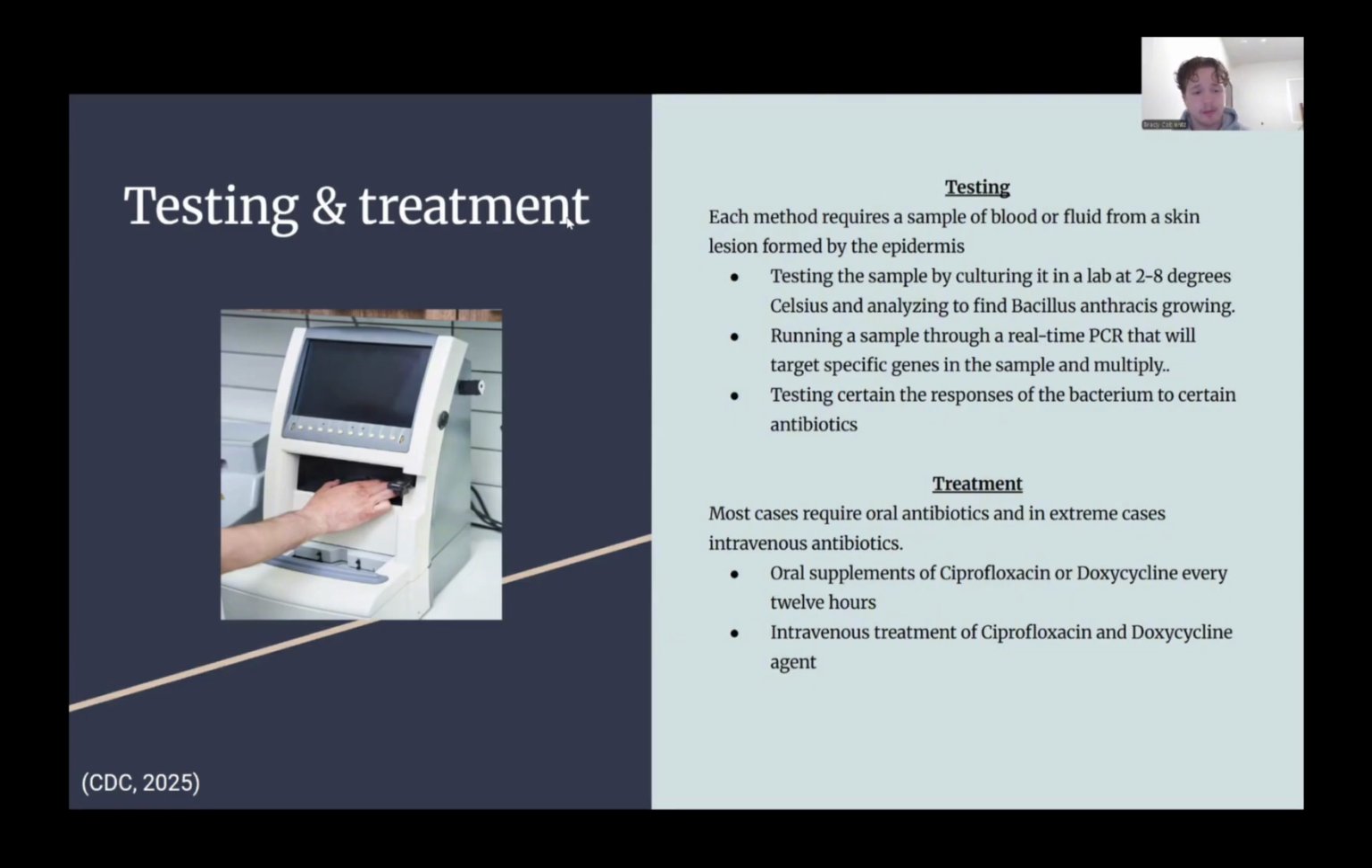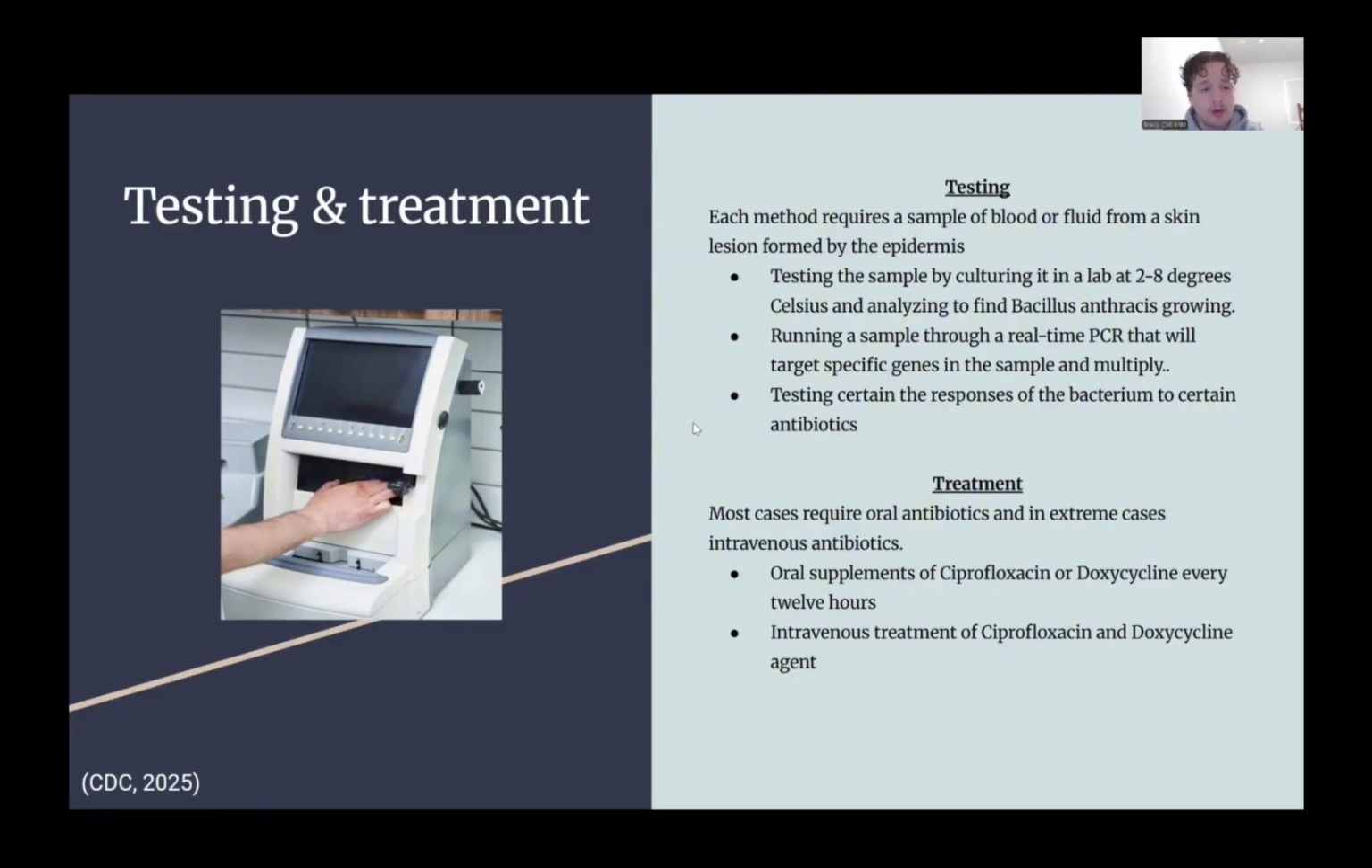Treatments are relatively simple. It is the aforementioned ciprofloxacin and doxycycline that is delivered either orally or intravenously every 12 hours. These antibiotics work because they are lipophilic, meaning that they can easily pass through the fat layer of the bacteria, where instead of killing the bacteria, they block the growth proteins, preventing it from reproducing, eventually killing it off.